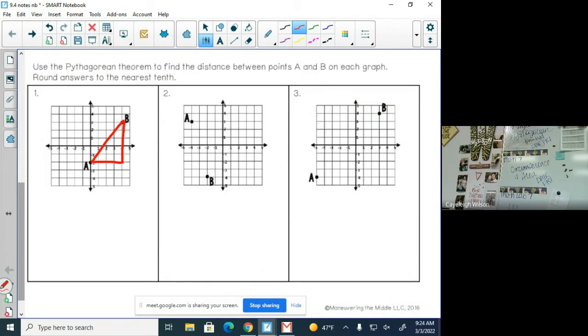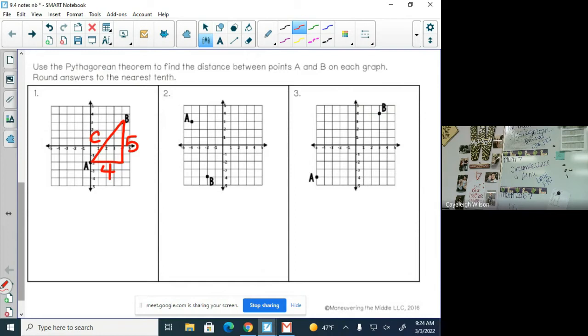Now, once I do that, I can count the units on the graph. So looking up here, this straight line, this vertical line, it's 1, 2, 3, 4, 5. So that's 5. And then I'm going to count over here on the side. 1, 2, 3, 4. So this is 4. And then I'm going to use the Pythagorean theorem to find that diagonal C.